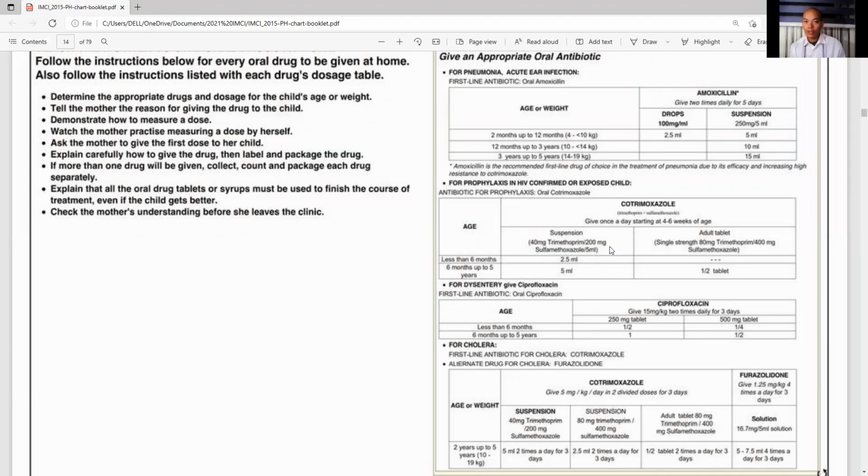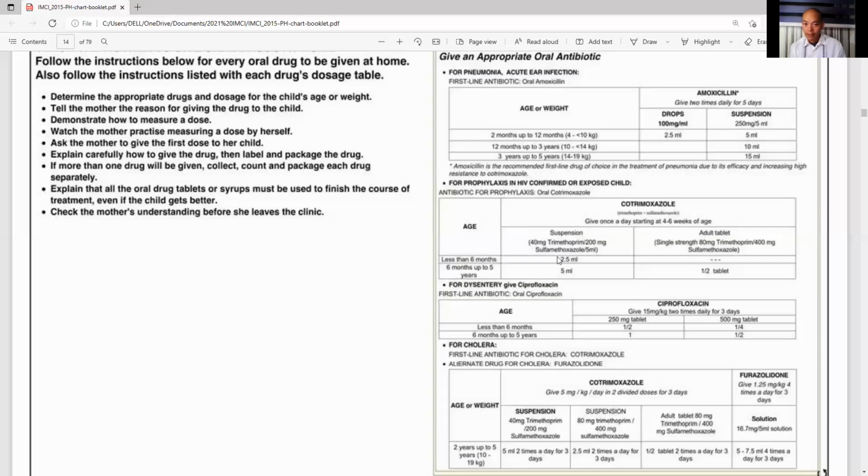So pag sinabing we are going to give, so if the patient is positive for pneumonia or acute ear infection, so one of the treatment listed earlier was give oral amoxicillin. Identify the age or weight, okay, and the dosage is here already. What do we have in stock in our clinic? Is it drops or suspension? Okay, so bibigyan natin ng different dose.